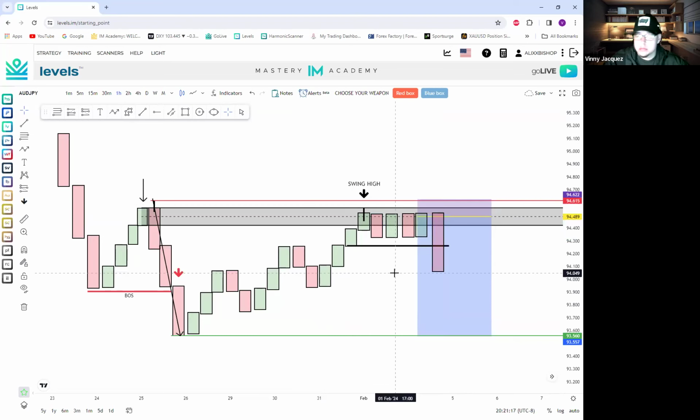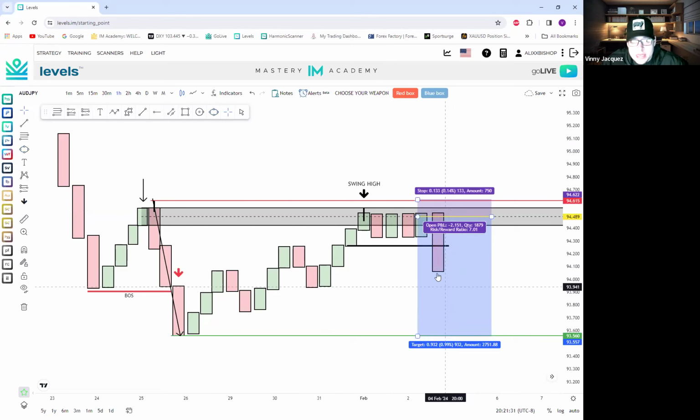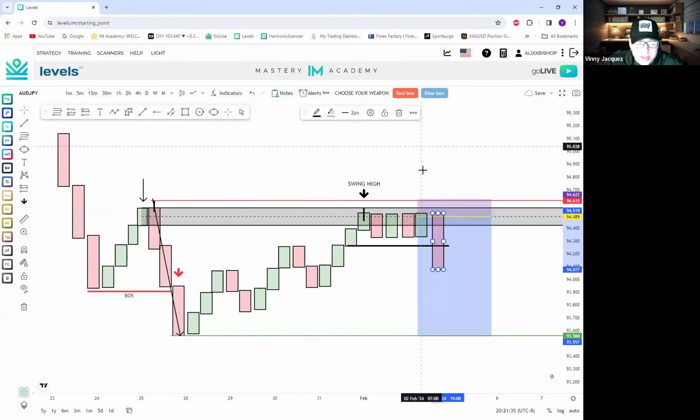But what if this happens? Boom. This whole area right here, guys, we test traded this whole area. We're in consolidation. It is what it is. We test traded it. But now that we get this, boom. That break is structured to the downside. Oh man, it's game time, baby. It's game time.